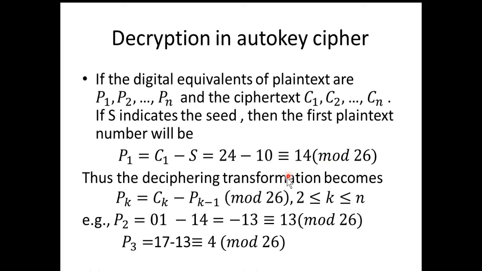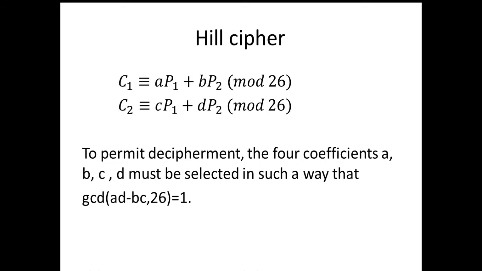And after that, the deciphering transformation becomes Pk is equal to Ck minus P(k-1), mod 26, where k goes from 2 to n. So P2 will be 1 minus 14, that is minus 13, which is congruent to 13 mod 26. P3 will be 17 minus 13, which is 4 mod 26. So this is how we decrypt.